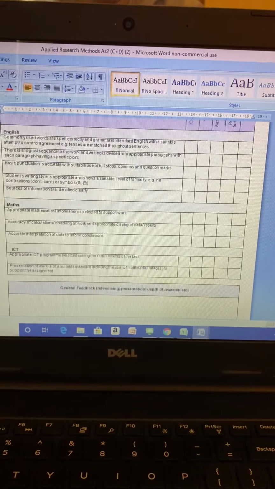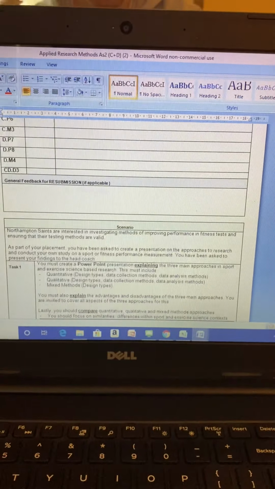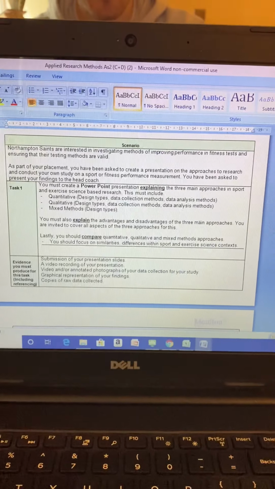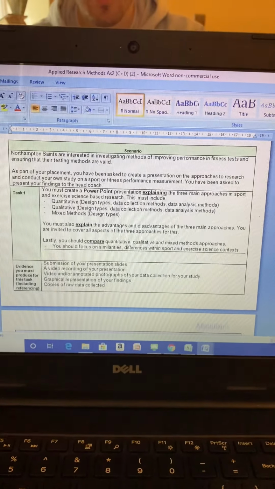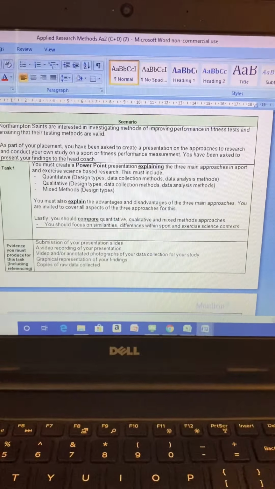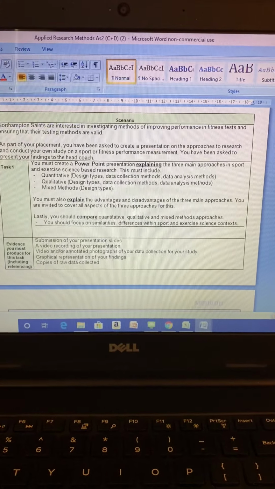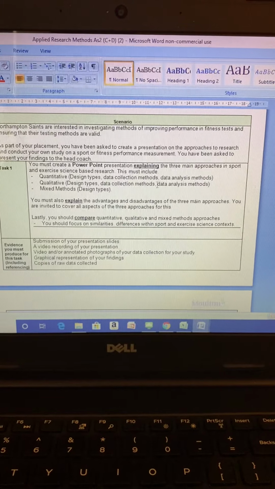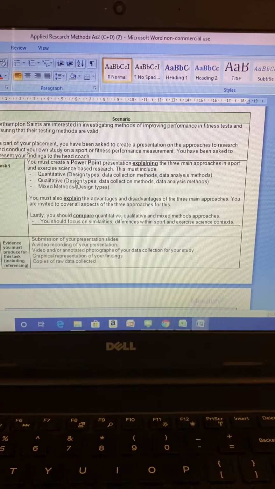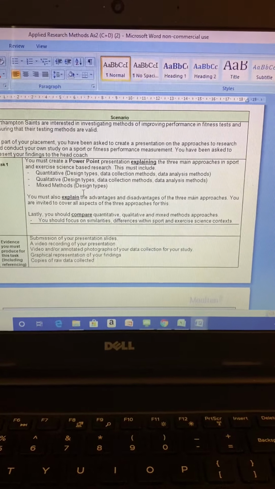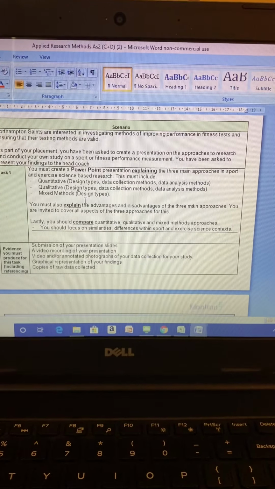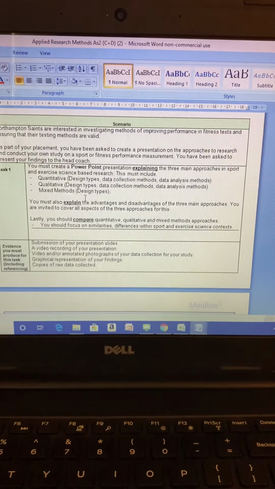I know Michael has obviously sent around dates and things, so you can have a look at that. Right, the first bit of this one is the easy part. Okay, we started this when we were at college. So you just need to talk about the different quantitative types, design types, data collection methods, data analysis, qualitative as well, and the mixed methods. Now, obviously, we've done a little bit of that in assignment 1. Not a lot, but just a little bit. Make sure you're covering this in detail.